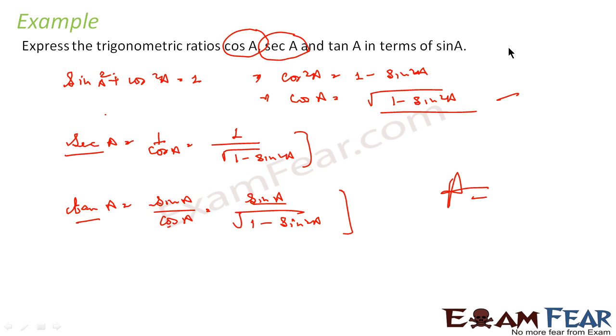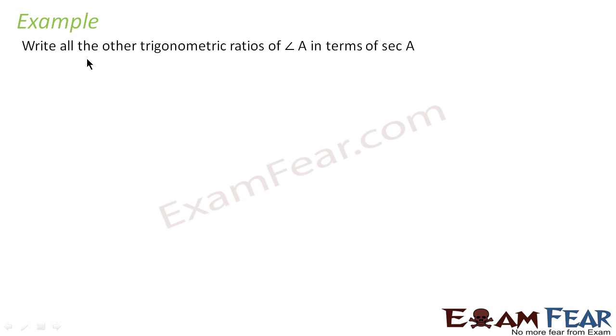See, in all these questions, when you are asked to write sec a, cot a in terms of sin a or cos a or tan a, you have to use all the trigonometric identities. Let's take one example. We have to write all the trigonometric ratios in terms of sec a, for example. So first thing we know is cos a is equal to 1 by sec a. That's the easiest thing we know. Correct? So cos a is done.